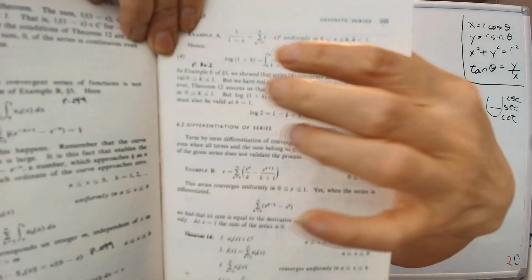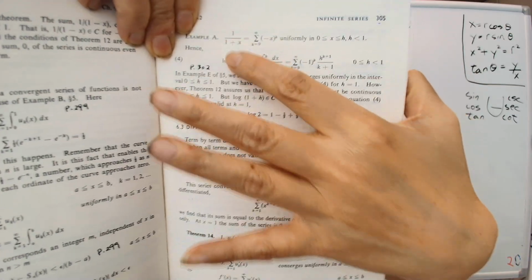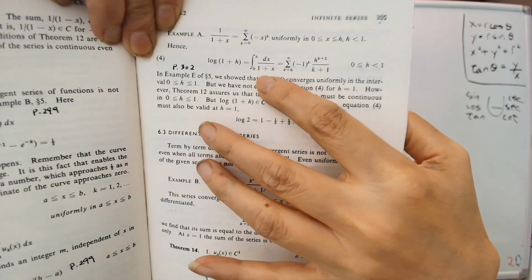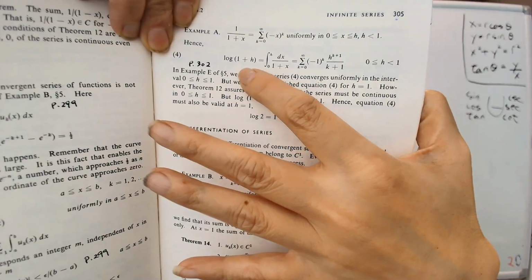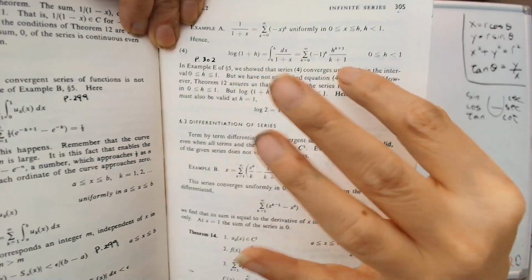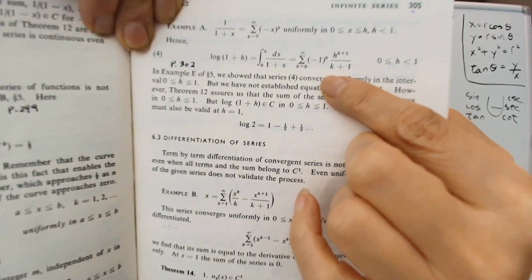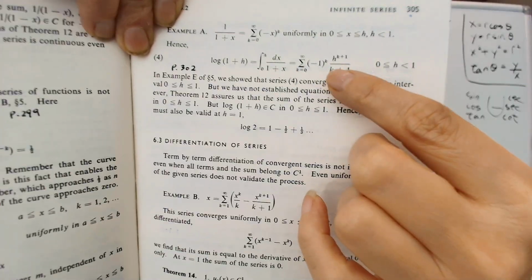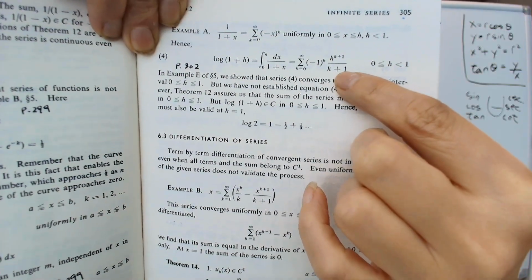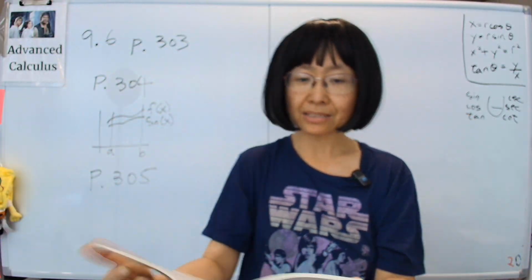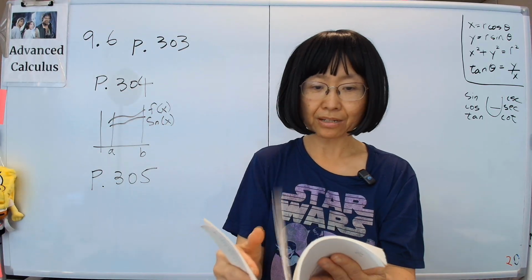So if we slap the integral sign on this equation on both sides, then on one side, of course, it becomes this thing right here, which equals log of 1 plus h if you do the integration. And on the other side, integrating with respect to x, we get this thing right here. Okay, and then let's look at example 5 on page 302.